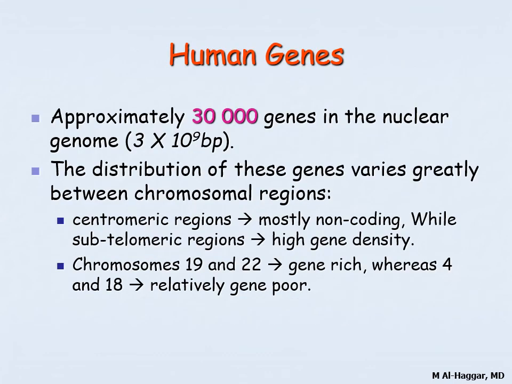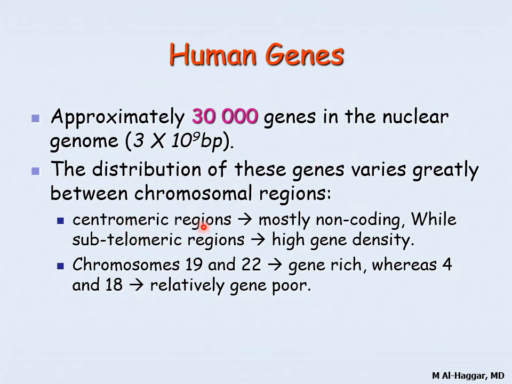Actually, the human genes are not evenly distributed in the chromosomes. We have about 30,000 genes, and these 30,000 genes represent the human genome, the nuclear human genome, which is 3 multiplied by 10 to the power of 9 base pairs. These billions of bases constitute the 30,000 genes. These genes are not evenly distributed, but sometimes they are heavily concentrated in certain areas of the chromosome, and there are some chromosomes which are very rich in genes and others which are poor.